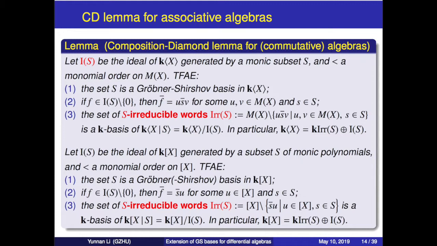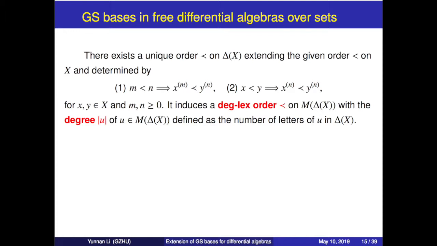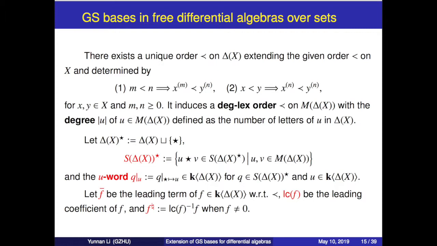Then what about the differential part? We should first define the Gröbner-Shirshov basis in free differential algebras over sets. As we said, the free differential algebras over sets can be constructed from the set delta X, a set of differential variables. So we should first give a monomial order on the free monoid generated by delta X. The order we use is the deg-lex order. That means we first compare two words in M(delta X) by length, then lexicographically.